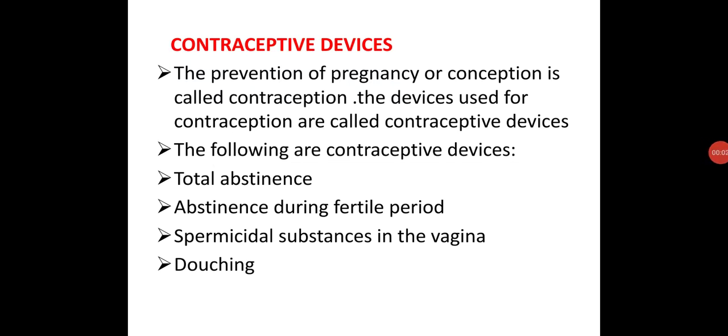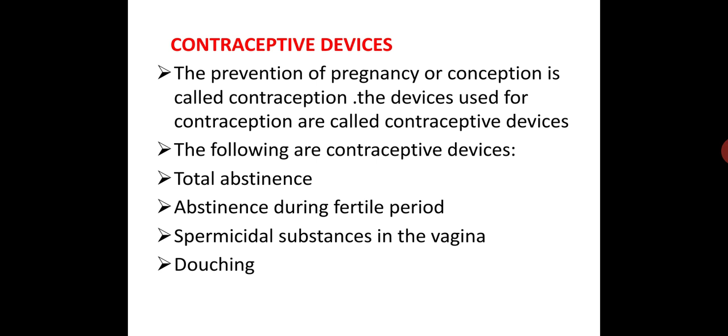Session 3, contraceptive devices. In the previous session, I have told about the need for birth control, why there should be birth control, and what are the important devices that are used by both male and female in order to reduce the birth rate. So there are various methods for the prevention of birth that can be done with contraceptive devices.